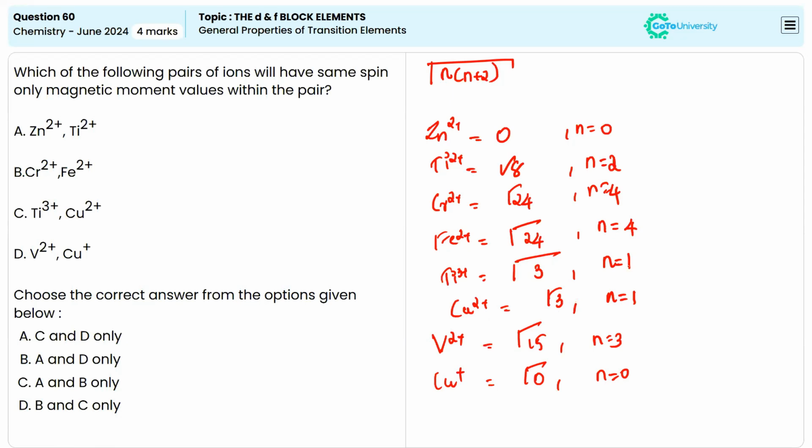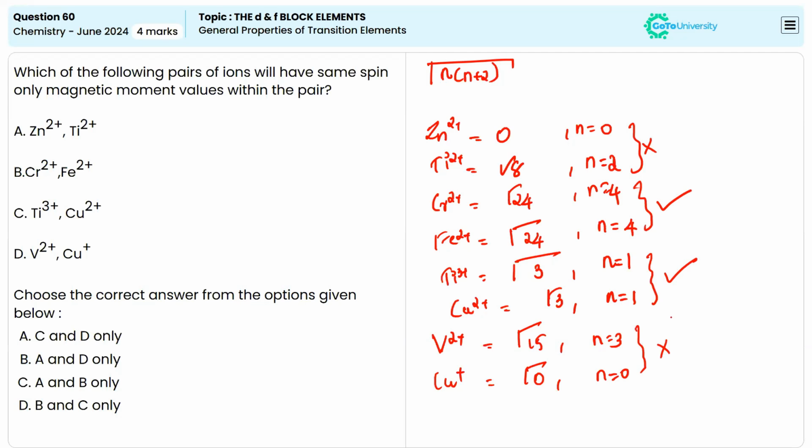Okay, so from this we can conclude: the same number of unpaired electrons in Zn2 plus and titanium 2 plus? No, they are 0 and square root of 8. Cr3 plus, Fe2 plus, yes, this is the correct one. They are having same value. Now Ti3 plus, Cu2 plus, yes, square root of 3 because n equal to 1. Then vanadium, Cu, they are also not having the same values.